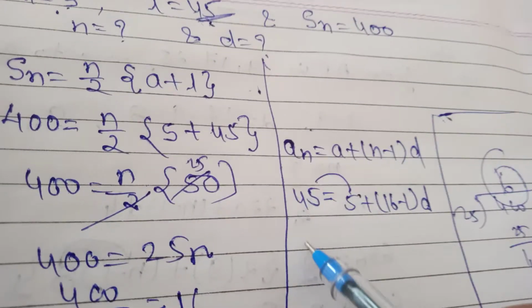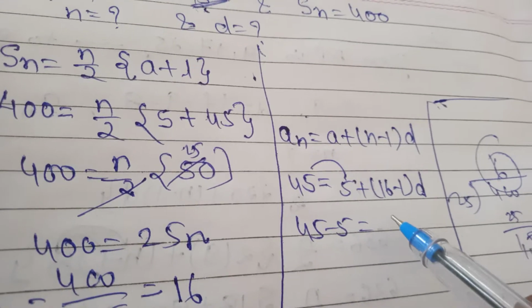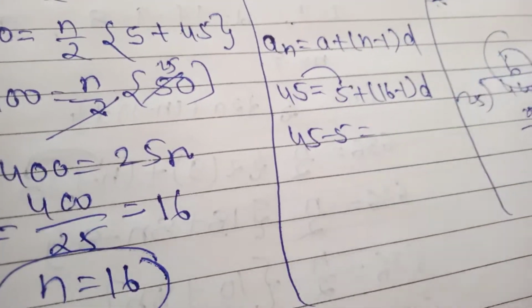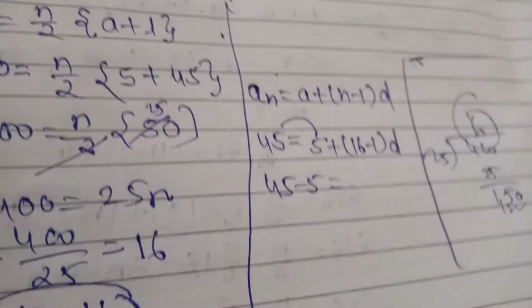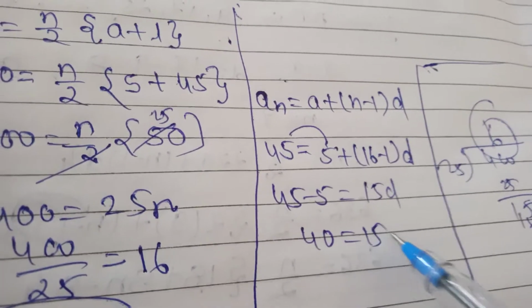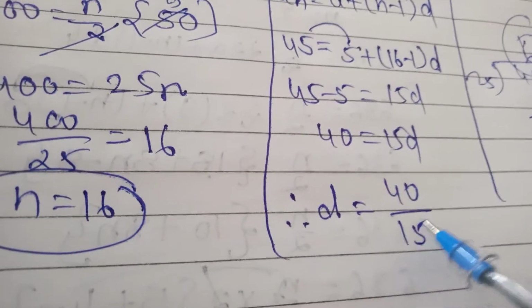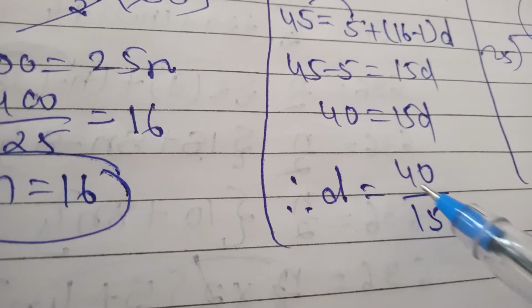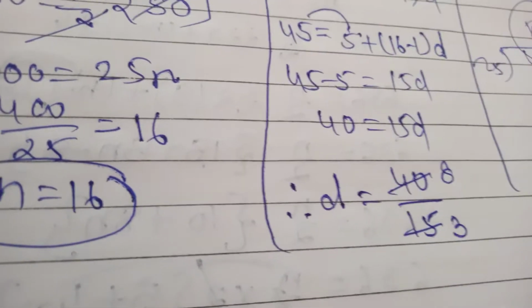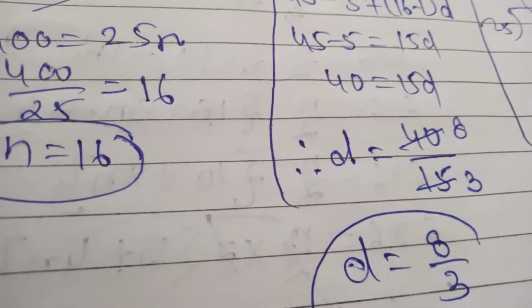Take 5 this side. 45 minus 5 is equal to 15d. So this 40 is equal to 15d. Therefore, d is equal to 40 by 15. Now, 5 eights are 40, 5 threes are 15. So d is equal to 8 by 3. That is our answer. Clear? So in this way we have to solve.